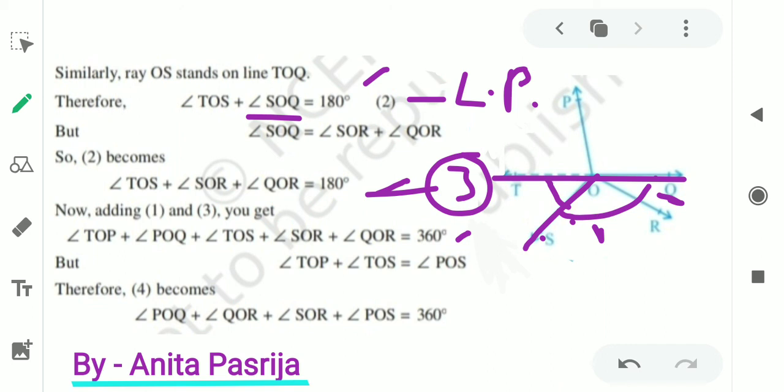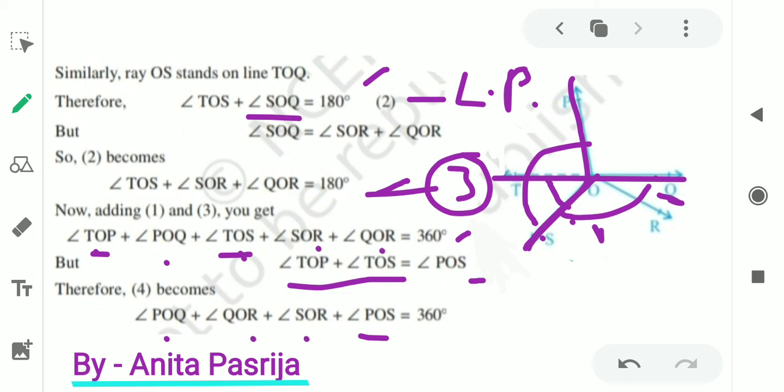Now, angle TOP plus angle TOS. When you add these two angles, angle TOP and angle TOS, you will get this complete angle POS. It will be equal to angle POS. In place of the sum of these two angles, we can write angle POS. The remaining angles will be the same: angle POQ plus angle QOR plus angle SOR, and in place of the sum of these two angles we have put angle POS. So the sum of these four angles equals 360 degrees.